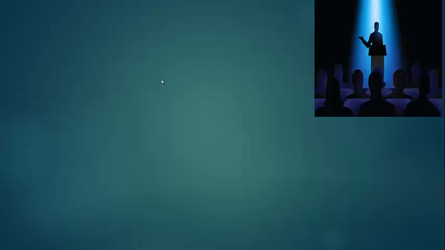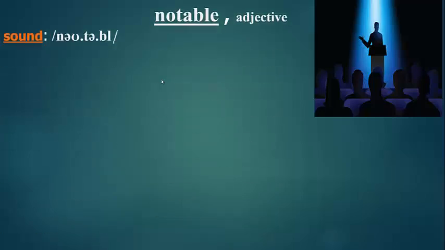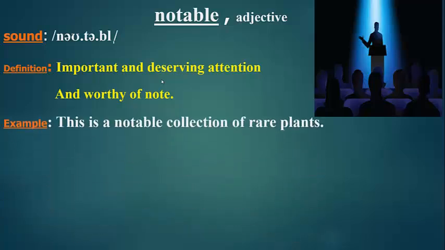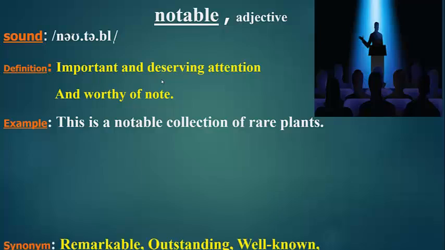Look at this one. Here, there is a spotlight on a character. So, notable. This is a notable character. All people are looking at him. He is obvious enough to be noticed by people. Notable. Adjective means important and deserving attention and worthy of note. Example: this is a notable collection of rare plants.